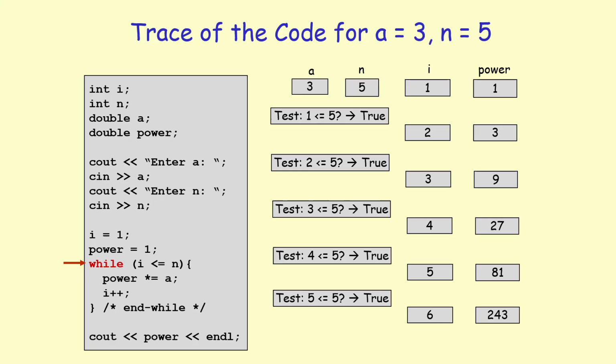We go back to the beginning of the while loop. Evaluate the expression. Is 6 less than or equal to 5? This is false, as you can see. And we get out of the while loop and print out the value of power, which is 243, which is a to the 5, 3 to the 5.